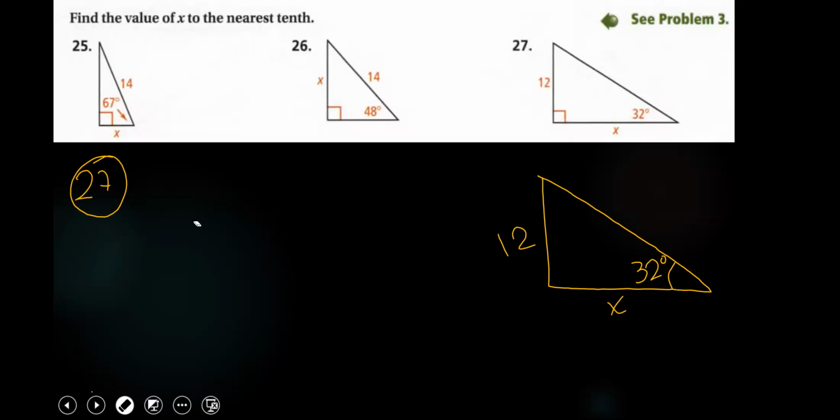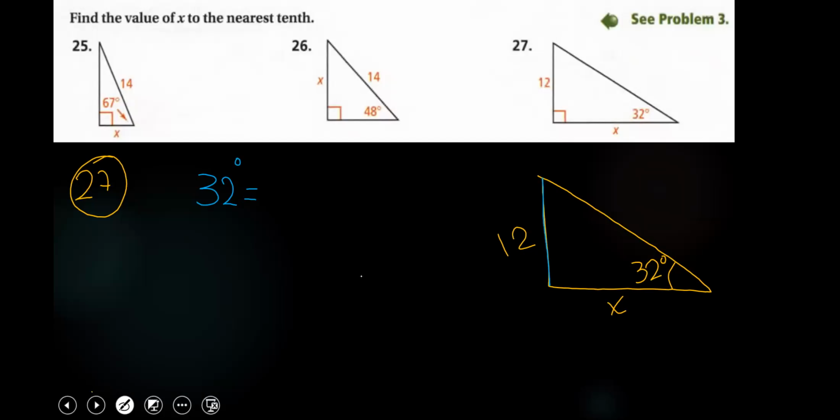I will write here 32. Then I will ask myself, what did I have related to the angle 32? What did I have? We have opposite side and adjacent. Bravo. I have an opposite, this is the opposite, and I have the adjacent.